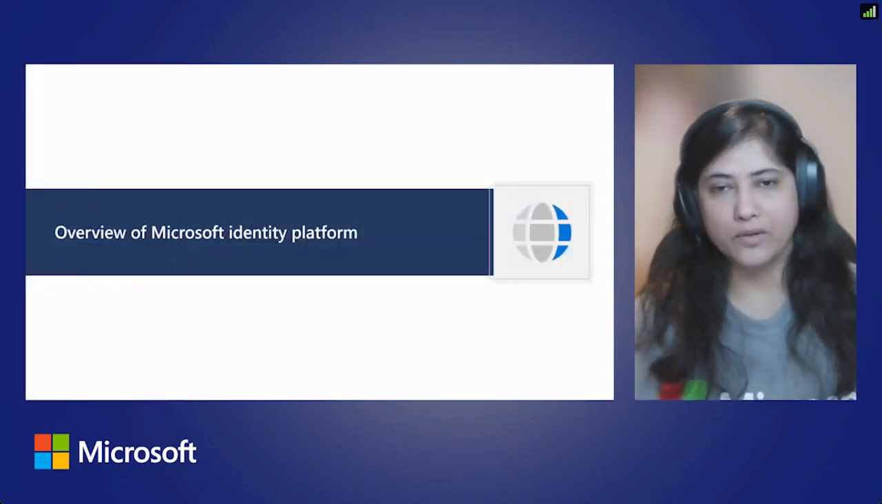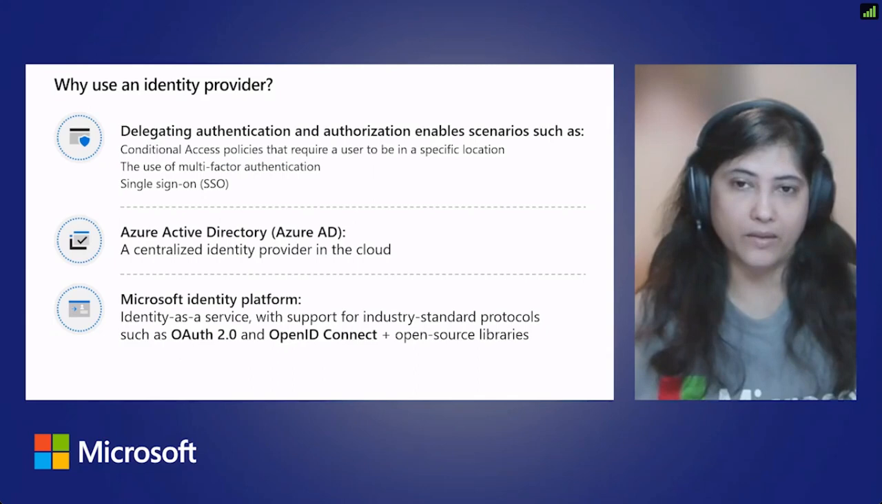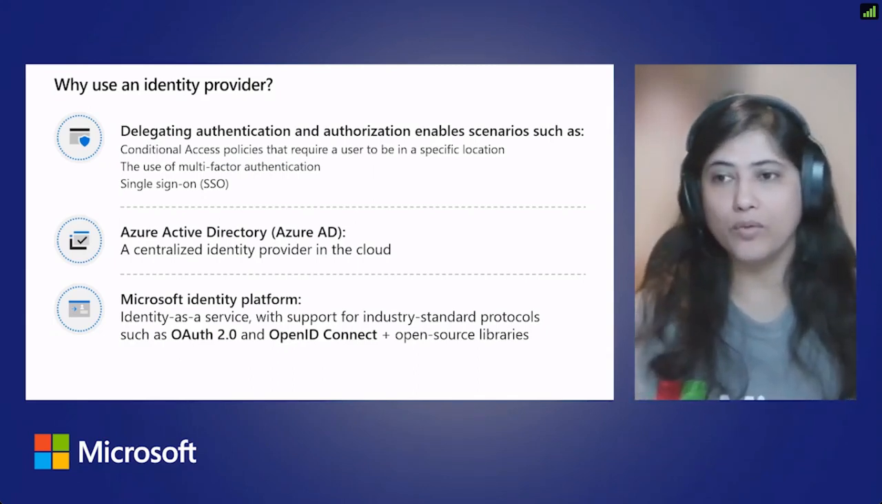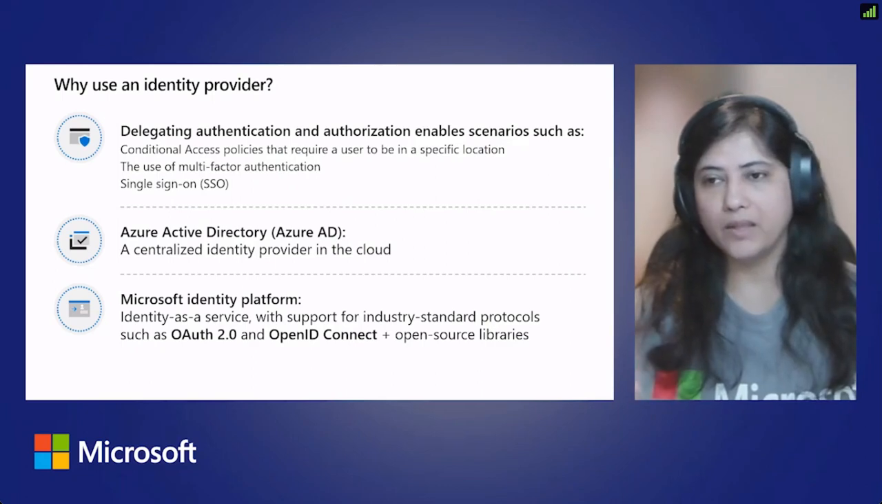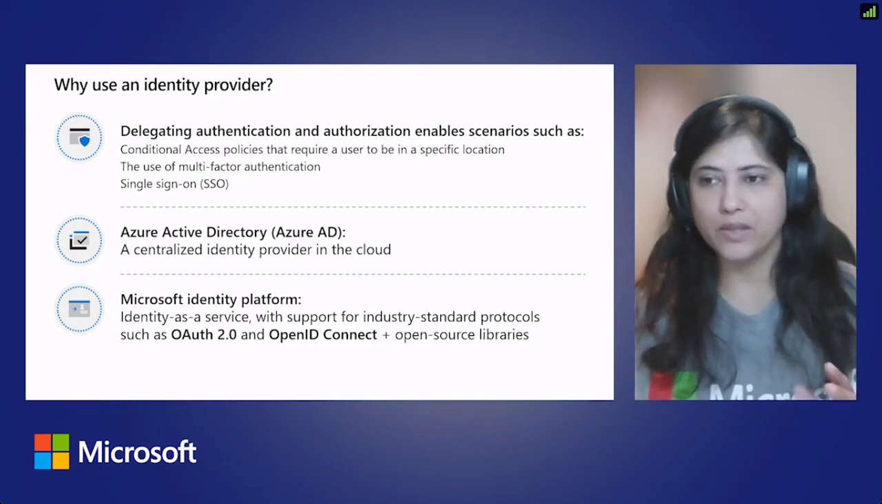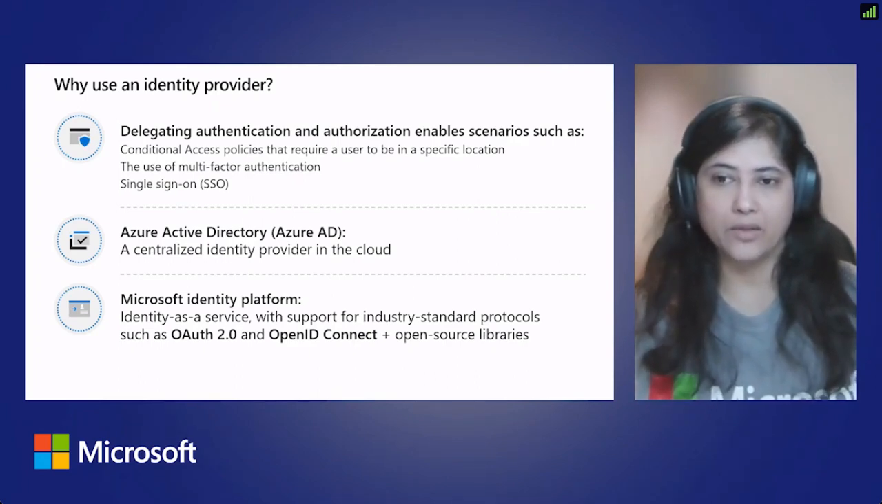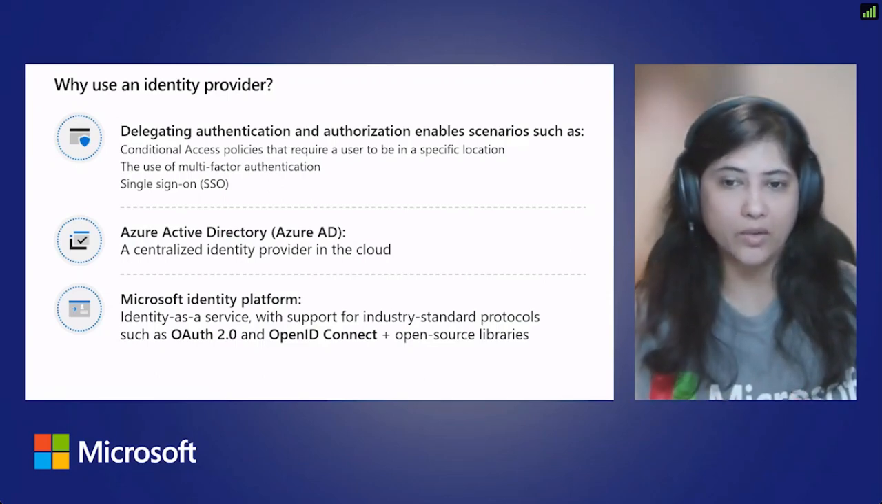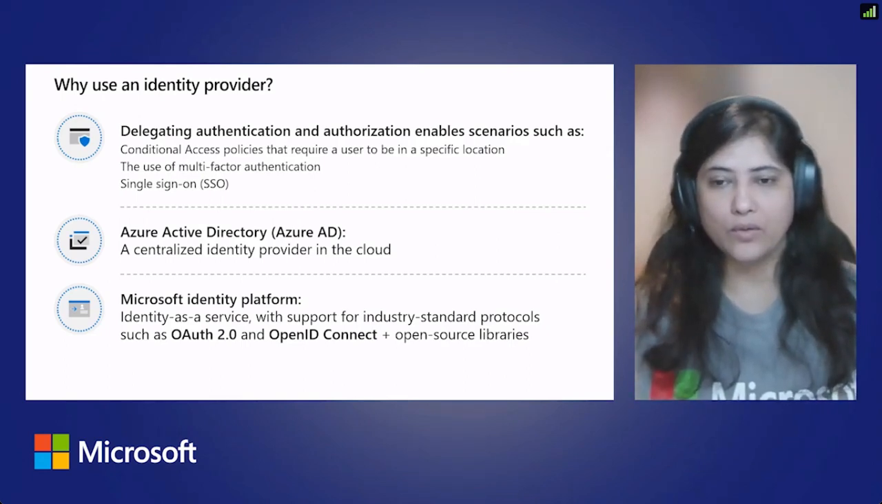So starting with overview of Microsoft Identity platform, let's first understand why we need to use an identity provider. So when you are developing applications, there's almost always a need to authenticate and authorize your users. So authenticating is confirming the identity of a person or an application trying to access resources, and authorization is granting permissions to that authenticated party. So one option you have is to maintain your own username password repository. However, there are many issues with that. So there are administrative overheads, you need to think about security, and there's no way your users could use single sign-on. So to simplify this, what you can do is offload the authentication and authorization to some identity provider.